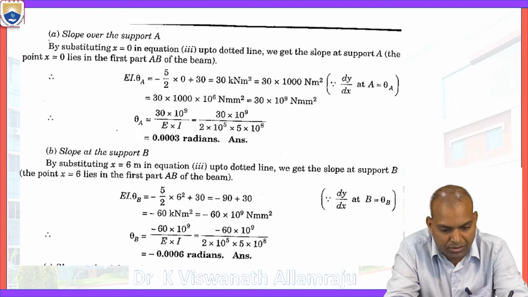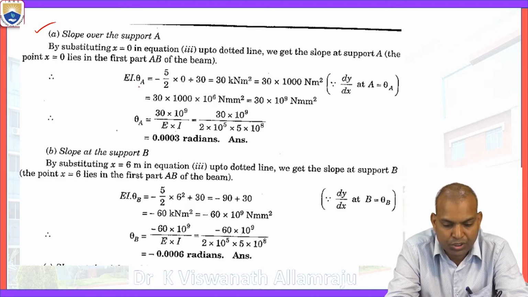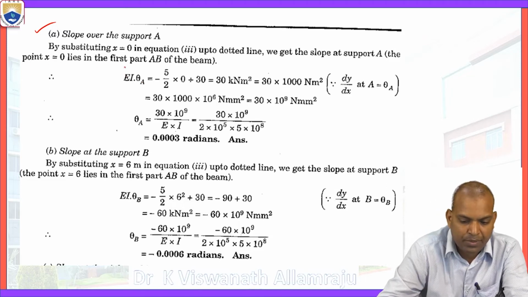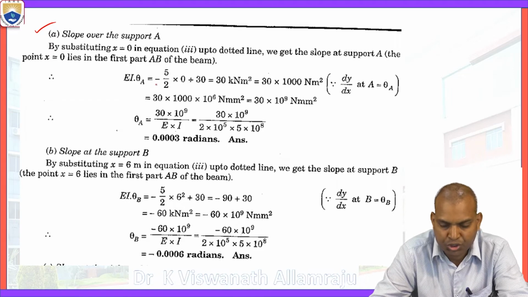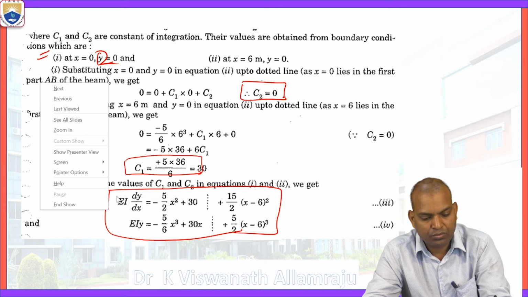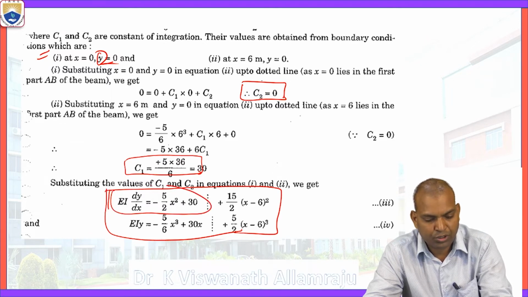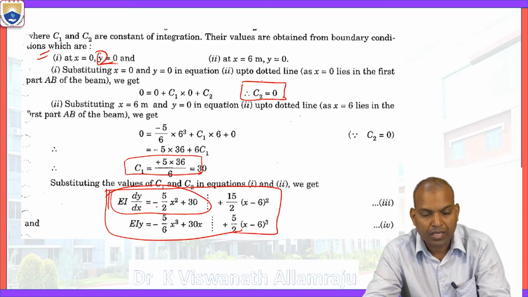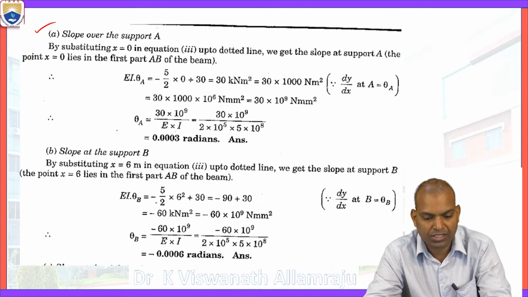Now the first objective is the slope over support A. What is the slope over the support A? Substitute x equal to 0 in the slope equation, that is EI times... which portion do you have to consider? The first portion, between part AB of the beam, minus 5 by 2. This is the first portion you have to consider up to AB. If we wanted the total A to C, the sum of the two portions' equations would be considered.